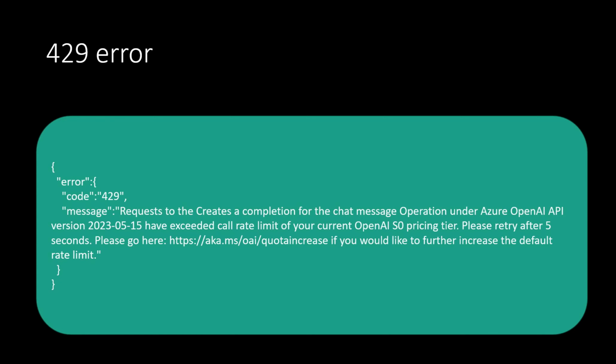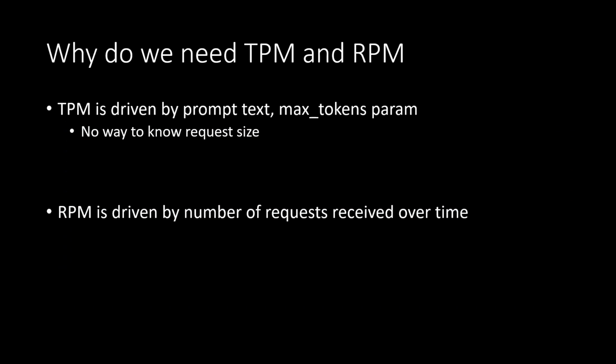Now, why is it happening? Why do we need parameters like TPM and RPM? The reason is that an LLM works on the basis of a prompt. Whenever we send a request, we send a prompt along with some data, and then we get the response. There is one key parameter, max tokens, which we usually mention, and if you do not mention it, it will just take some default value.